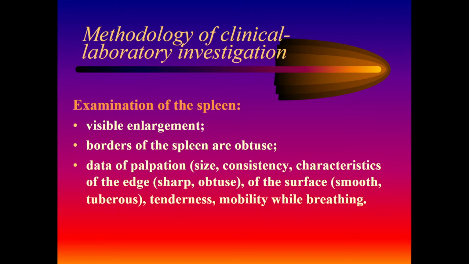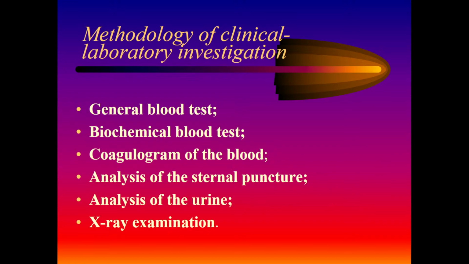Examination of a spleen, visible enlargement, body of a spleen are obtuse. Data of palpation includes size, consistency, characteristic of the age, sharp, obtuse, or surface, smooth tuberosity, tenderness, mobility while breathing. Different parameters of spleen during examination of spleen.